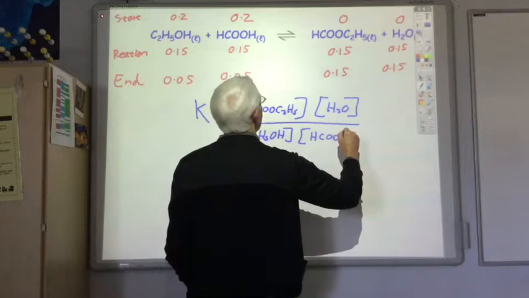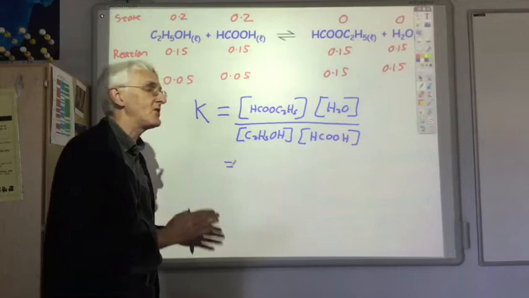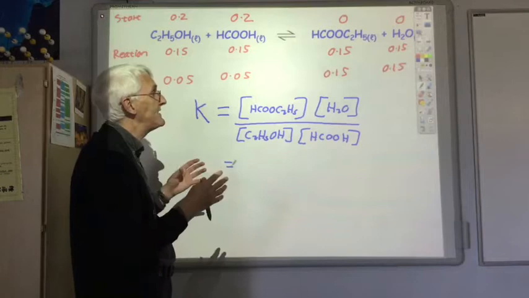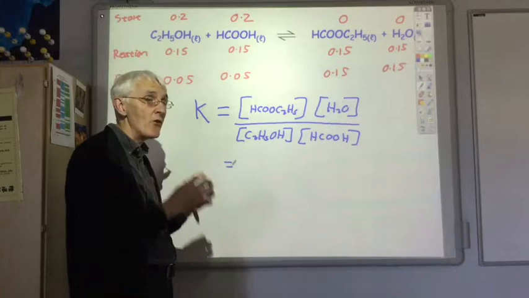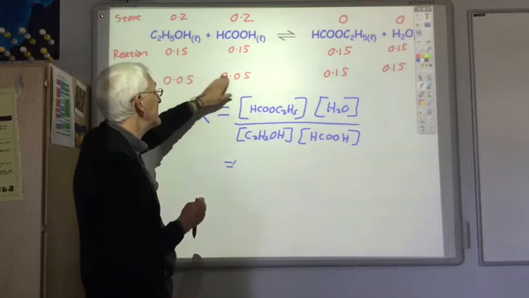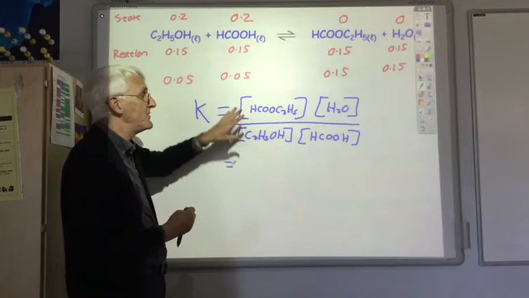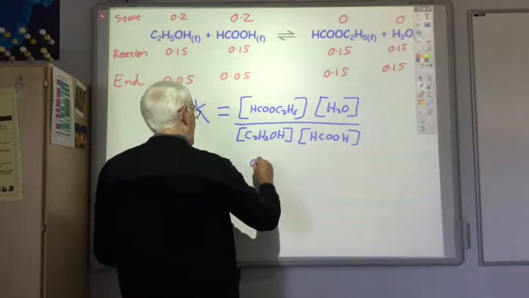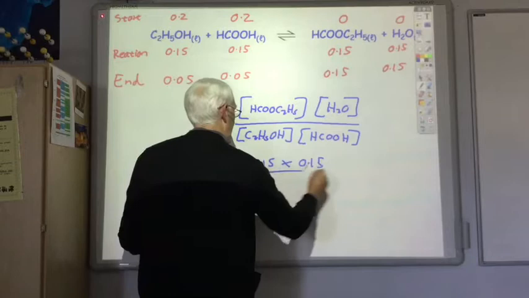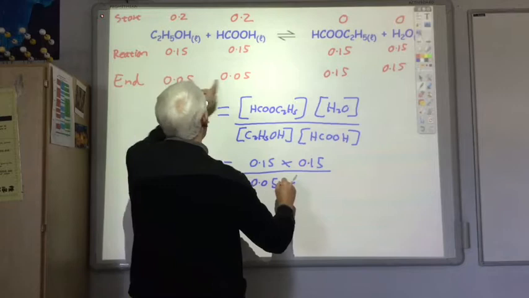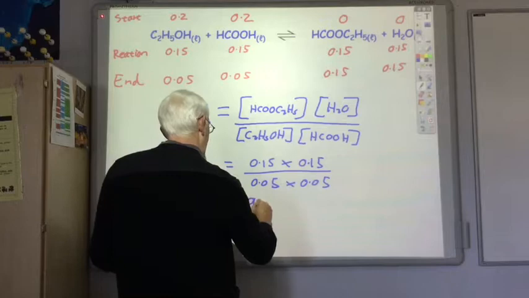Substitute in the values. Now, we're substituting in the number of moles, not a concentration. But because all these substances are in the same reaction vessel, they're all in the same volume. So to turn these into concentrations, we divide them all by the same volume, which would just cancel out. So we can just put in the number of moles. So for the ester, it was 0.15. The water was 0.15. The alcohol was 0.05. And the acid was 0.05. And that comes out at 9.6 is the equilibrium constant.